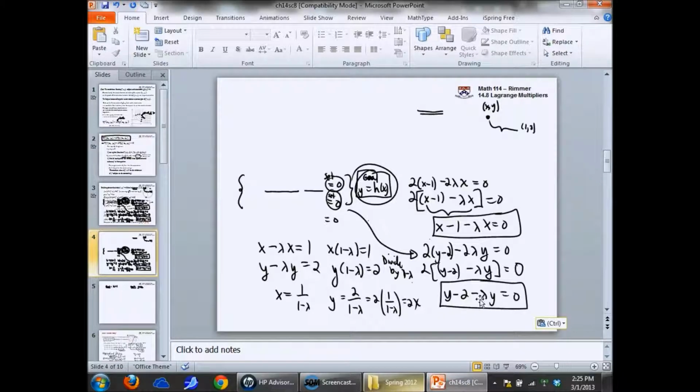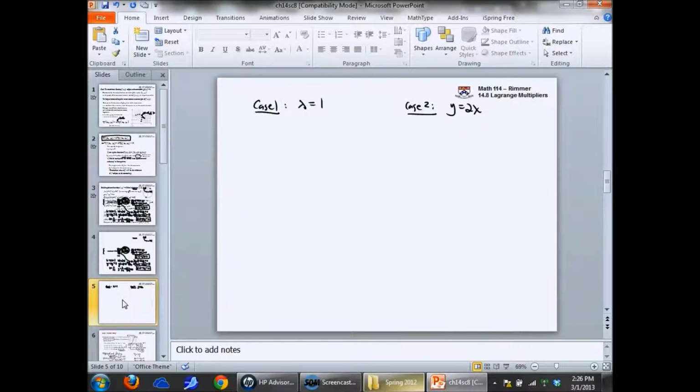Most times, I can't say all, but most times, one of the cases ends up as nonsense, not meaning anything to you. This equation has to be true. But if lambda is 1, then this equation is not true, right? If lambda is 1, my x's cancel out, and it says negative 1 is 0. If lambda is 1, my y's cancel out, and it says negative 2 is 0. Okay, that's the consequence of lambda being equal to 1. We get nonsense.